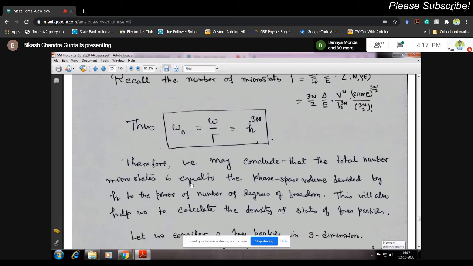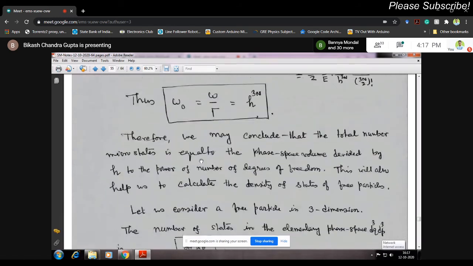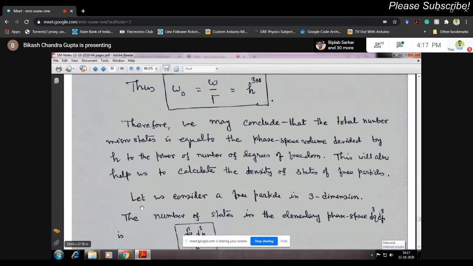Therefore, we may conclude that the total number of microstates is equal to the phase space volume divided by h to the power of the number of degrees of freedom. And that is what I said. This will also help us to calculate the density of states of free particles.